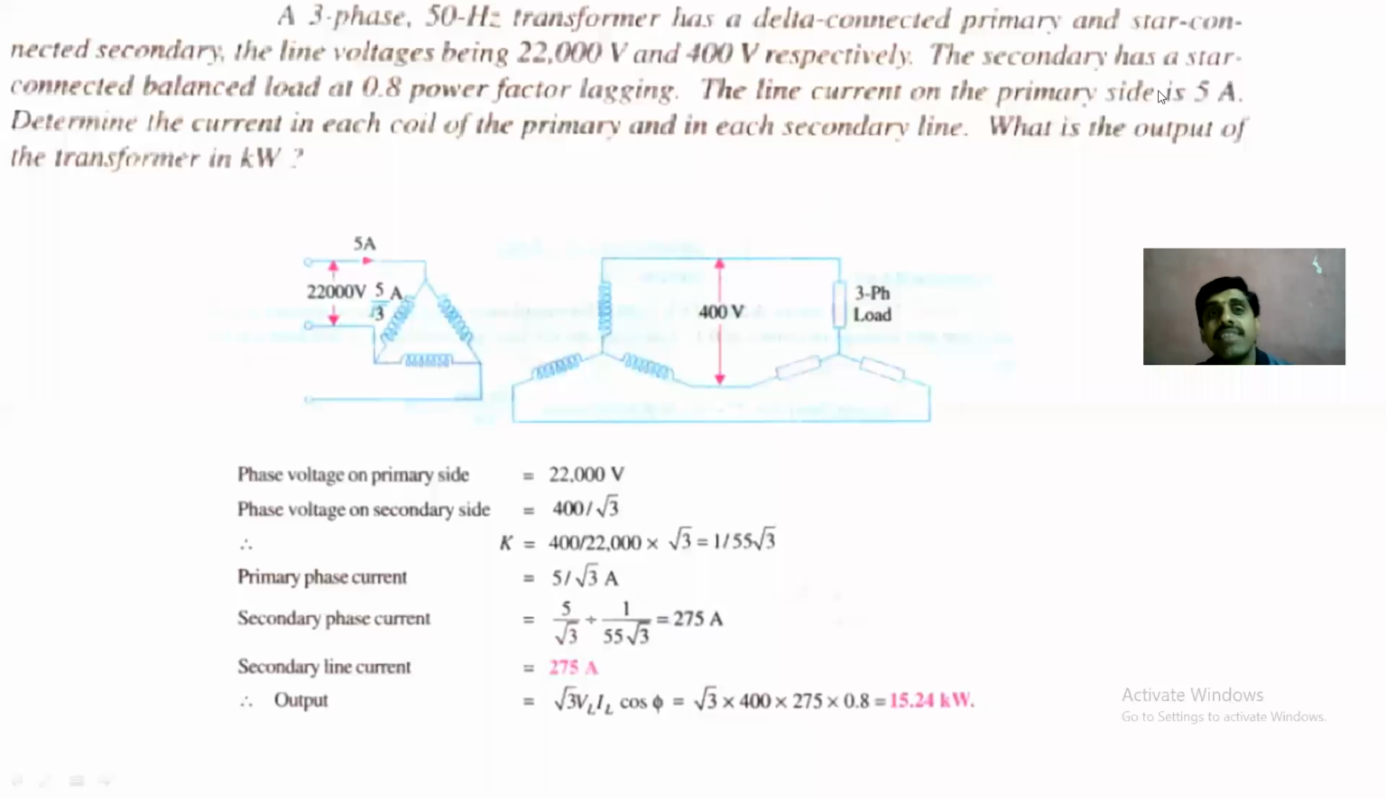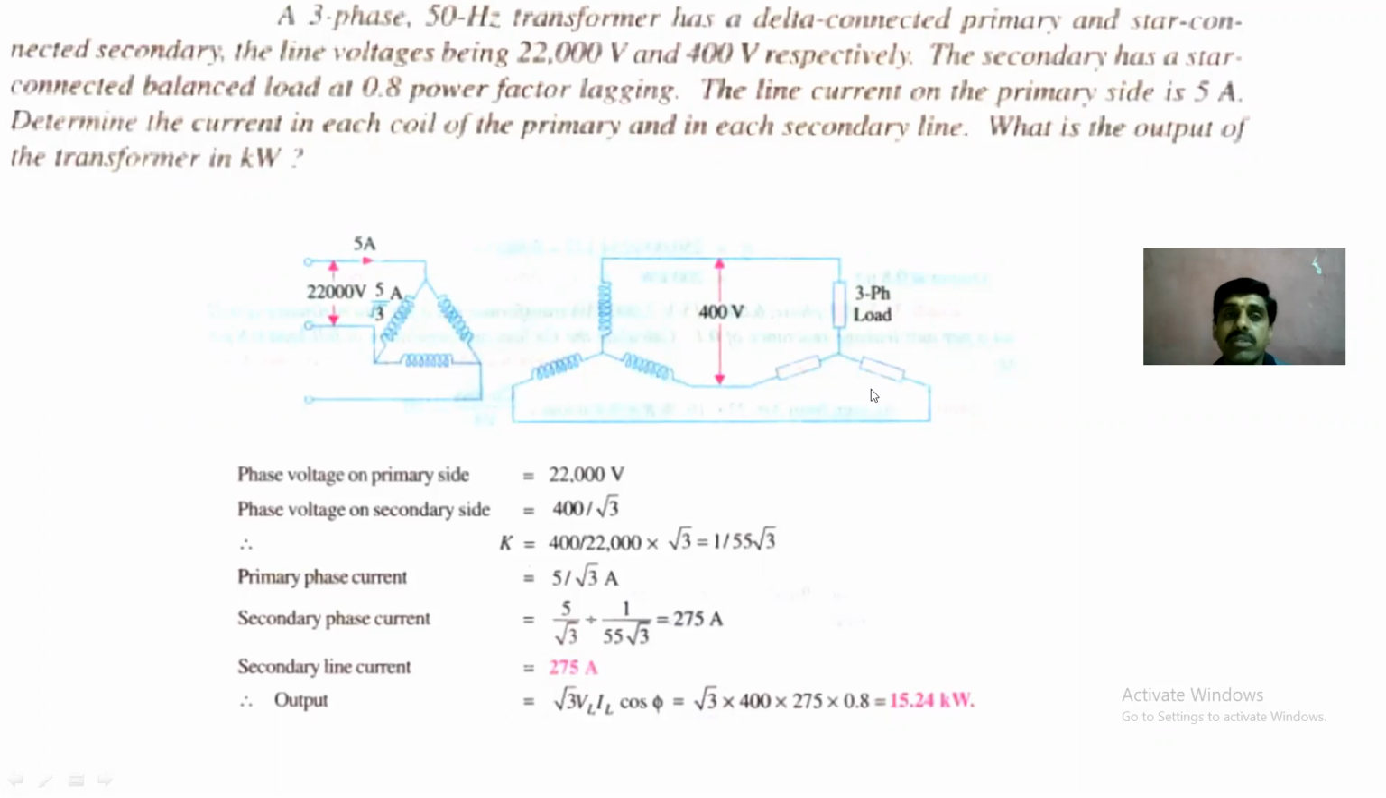Okay, let us proceed. A three-phase 50 hertz transformer is delta star connected, primary delta, secondary star connected. Line voltages are given as 22,000 volts and 400 volts respectively. The secondary is star connected with a balanced load of 0.8 power factor lagging. The line current on the primary is given. Determine the current in each coil of the primary and in each secondary line. What is the output of the transformer in kilowatts? It is a very simple problem.